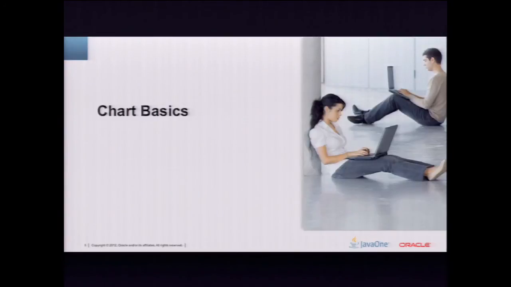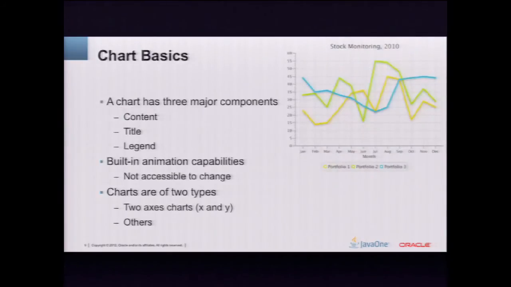So let's talk about the basics of charts in JavaFX. So here is a very simple example of a chart that has been created using the chart classes in JavaFX. It's just a line chart which represents 3 sets of data. Now, in terms of the major components of the chart itself, there are 3 different things. So one is you've actually got the content that's being represented in terms of the lines that give you the data that's being presented. And then you've got a title, which obviously tells you what the chart is actually presenting to you.